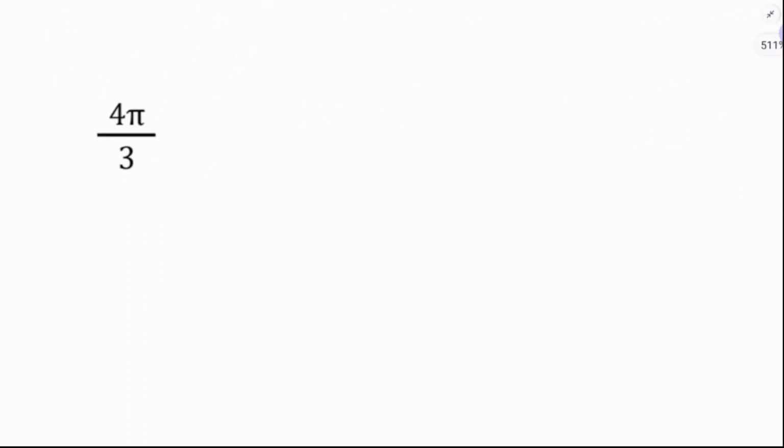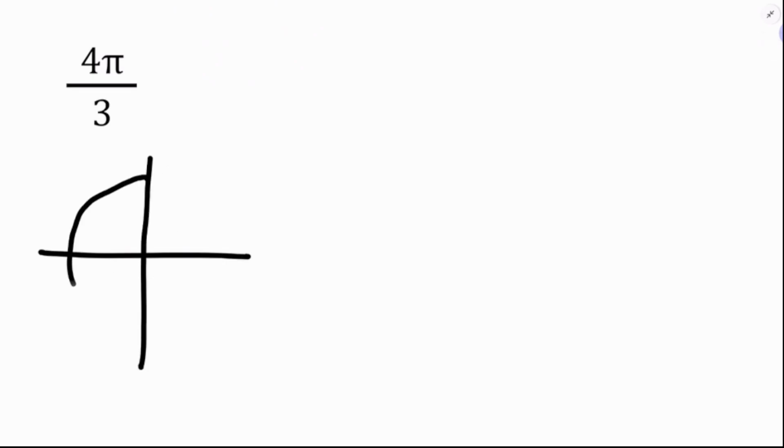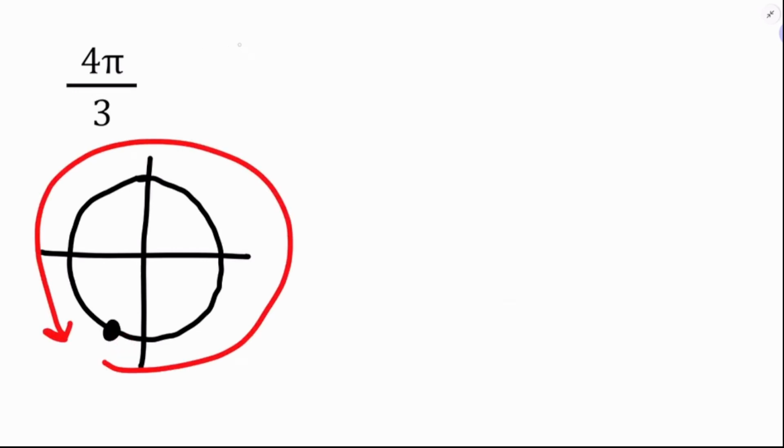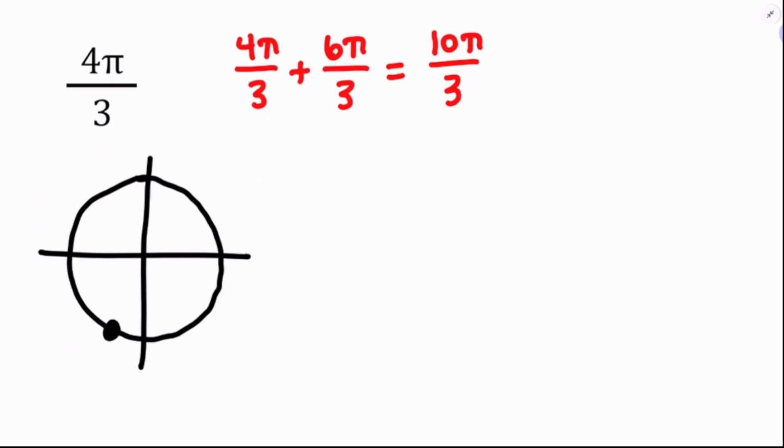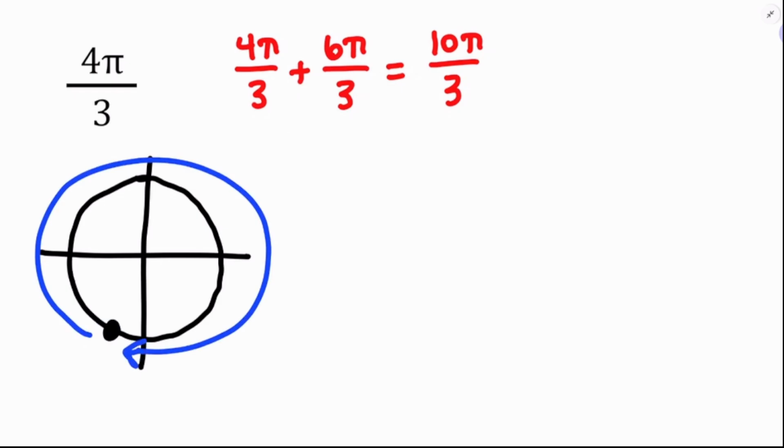All right, 4 pi over 3. Let's start by reminding you where that is on the unit circle. Think about adding a whole rotation. That would be 4 pi over 3 plus 2 pi. That would be 10 pi over 3. And then I could also think about going backwards by one rotation. And that would be 4 pi divided by 3 minus 6 pi over 3, and that would be negative 2 pi over 3.